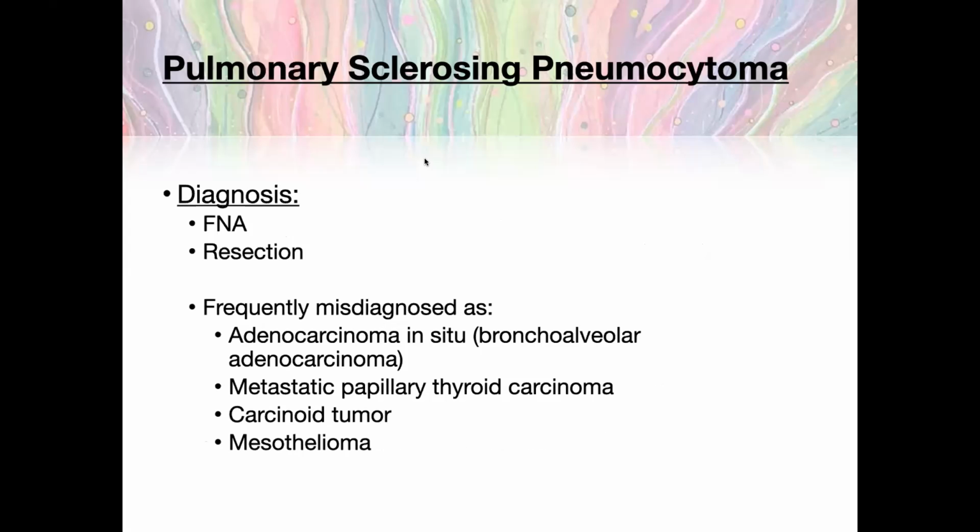Diagnosis can be done by fine needle aspiration, but most are diagnosed via resection. PSP is frequently misdiagnosed as adenocarcinoma in situ, formerly known as bronchoalveolar adenocarcinoma, metastatic papillary thyroid carcinoma, carcinoid tumor, and mesothelioma.